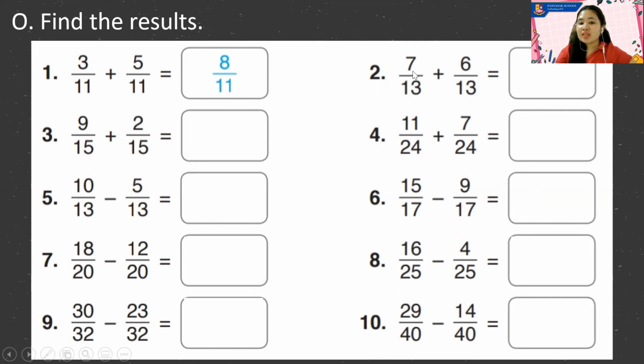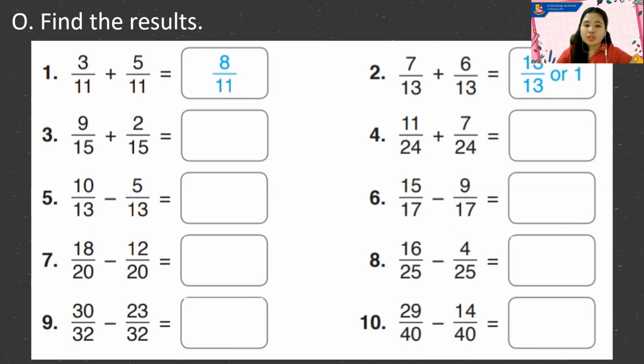Next, 7/13 plus 6/13. Okay, what's the answer? Okay, so 7 plus 6, that is 13/13. Okay, so 13/13 or 1. Because if the numerator and denominator is the same, the answer will be 1. Okay, any number. 1,000/1,000, that is still 1.